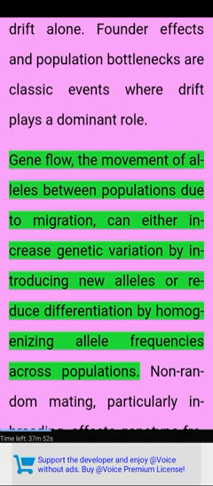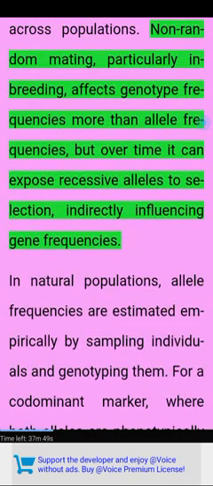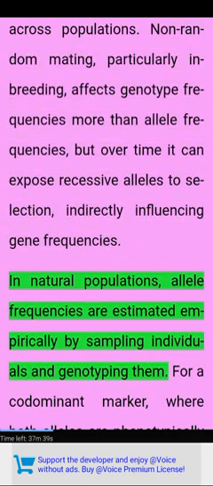Gene flow, the movement of alleles between populations due to migration, can either increase genetic variation by introducing new alleles or reduce differentiation by homogenizing allele frequencies across populations. Non-random mating, particularly inbreeding, affects genotype frequencies more than allele frequencies, but over time it can expose recessive alleles to selection, indirectly influencing gene frequencies. In natural populations, allele frequencies are estimated empirically by sampling individuals and genotyping them.